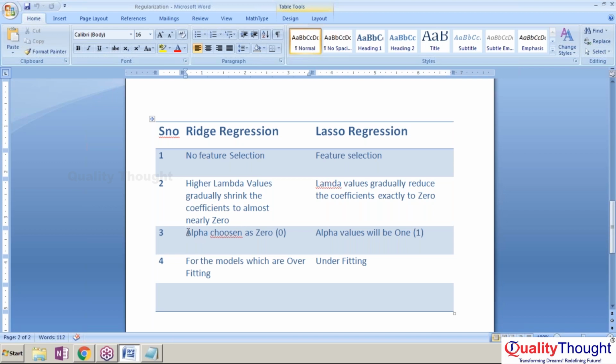And there is one more parameter that we need to consider, which is alpha. When alpha is equal to 0, it becomes ridge regression. When alpha is equal to 1, it becomes lasso regression.